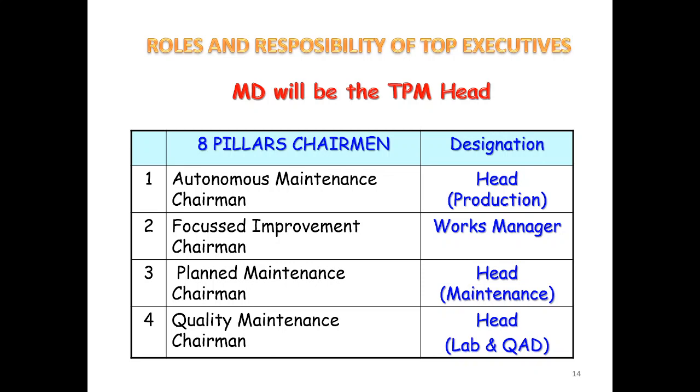For example, for the autonomous maintenance pillar, the head of production will be the chairman. For the focused improvement pillar, the works manager will be in charge. For planned maintenance, the head of maintenance will be in charge. And for quality maintenance, the head of lab and QAD, quality assurance department, will be the chairman.